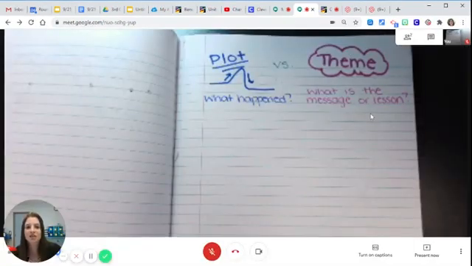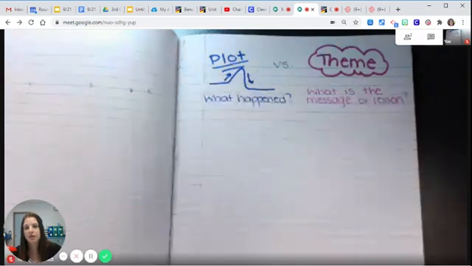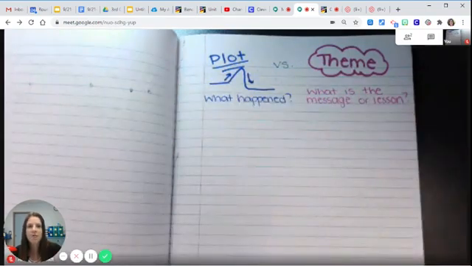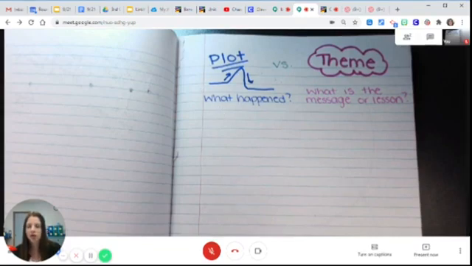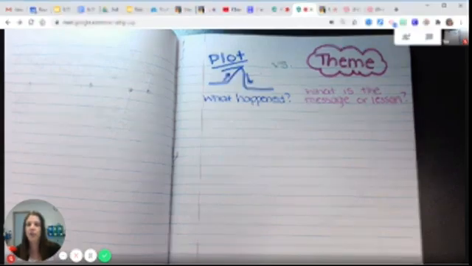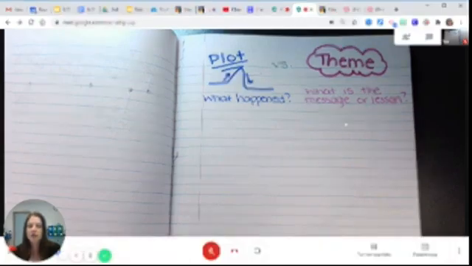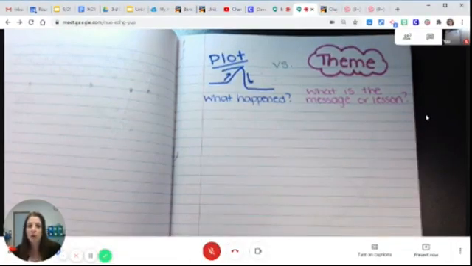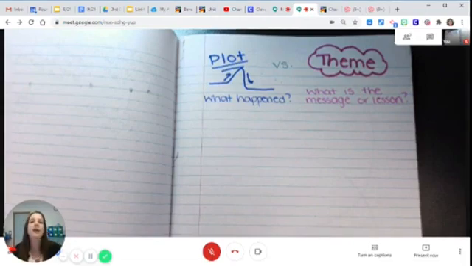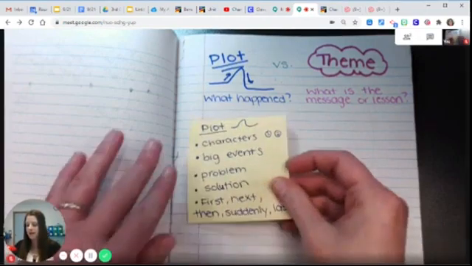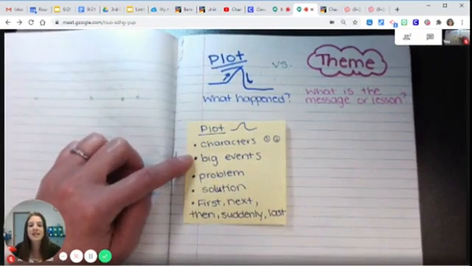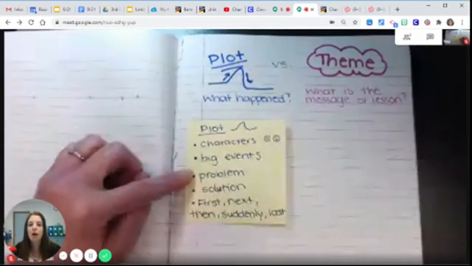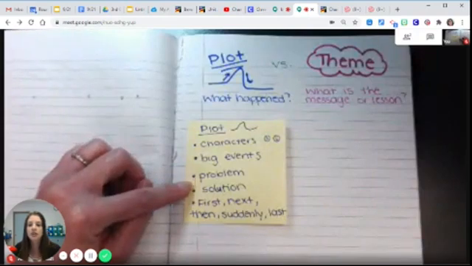So before we read The Dog and His Bone, I want to remind you about thinking about theme, which is the message or the lesson that we learn from reading a story. But I also want to talk a little bit about plot, and that's what happens in a story. Sometimes it can be tricky and we mix up plot and theme. So as we read The Dog and His Bone today, I want you to be thinking about the plot. Be thinking about the characters, any big events that happen, the problem, the solution.